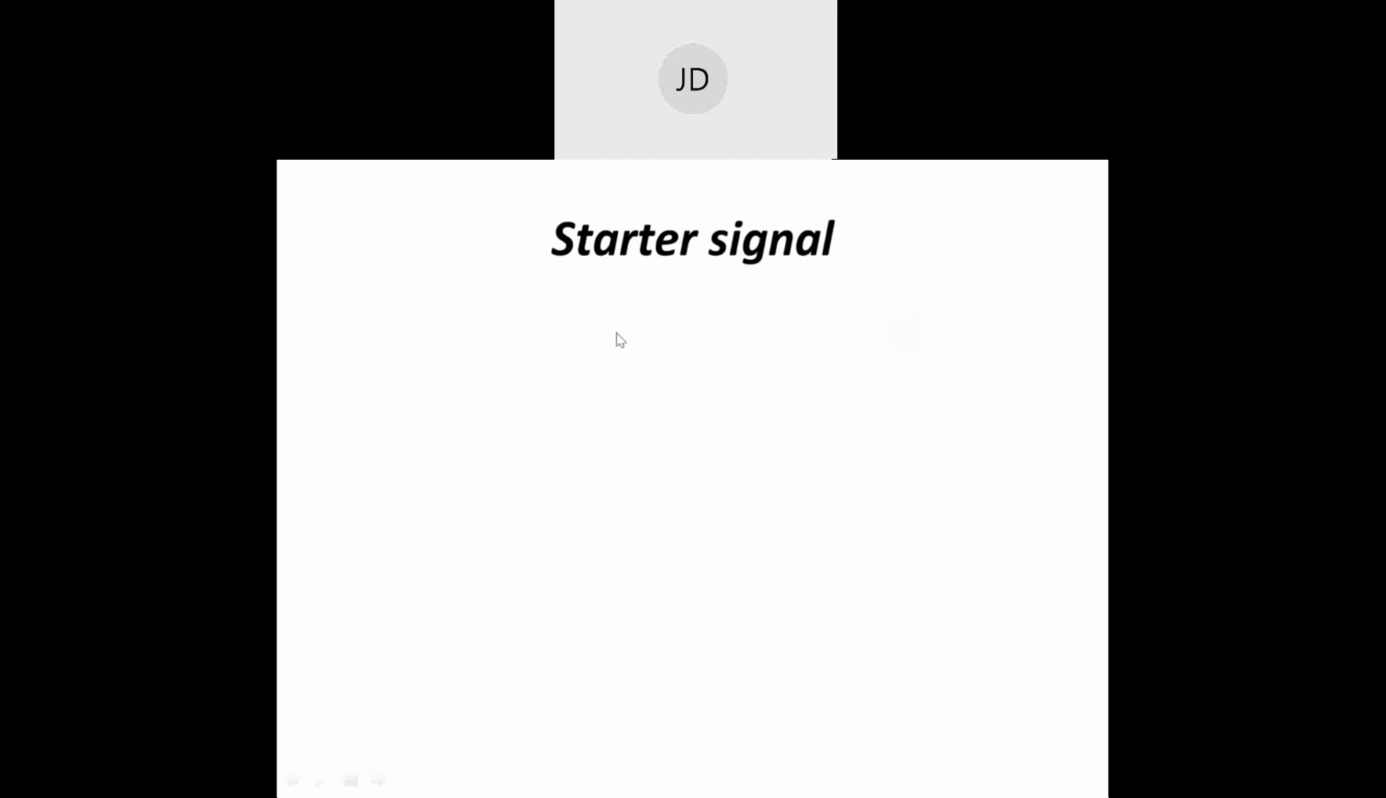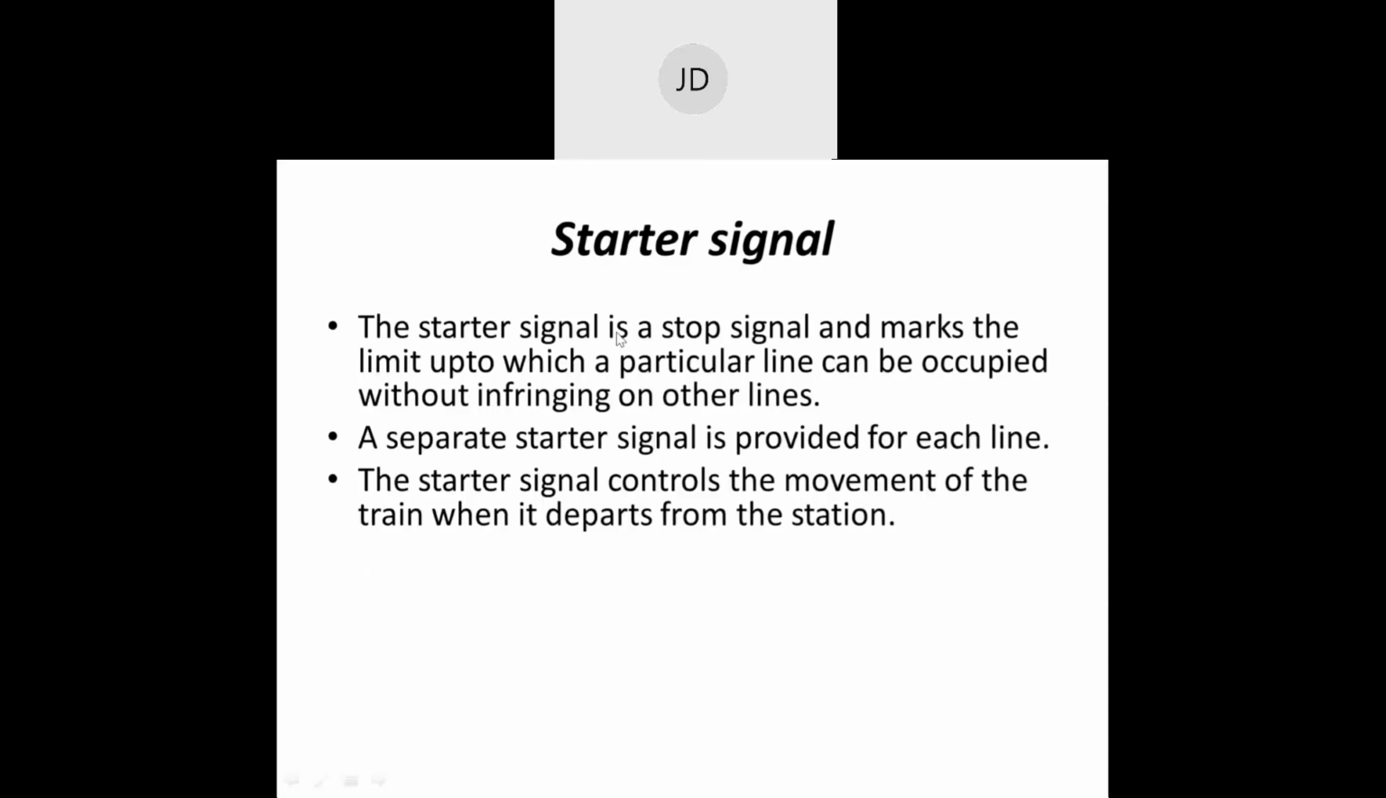Starter signal. So what is a starter signal now? The starter signal is a stop signal and marks the limit up to which a particular line can be occupied without infringing the other line. That means without disturbing the other line. A separate starter signal is provided on each line. A starter signal controls the movement of the train when it departs from the station.